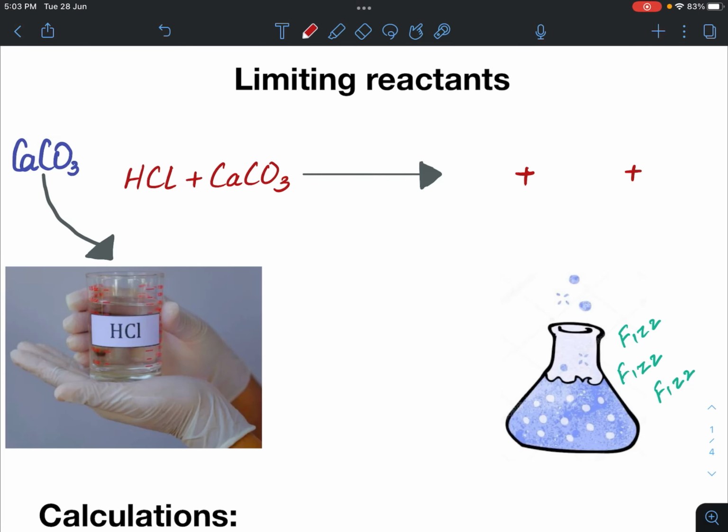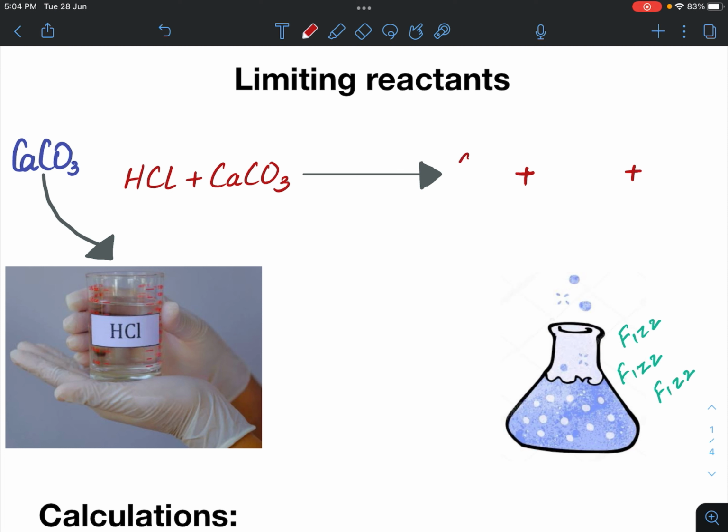Hello and welcome to today's video where we are going to look into what limiting reactants are and how they affect our calculations when we try to calculate the mass of a product. Let's take some calcium carbonate and put it in hydrochloric acid.